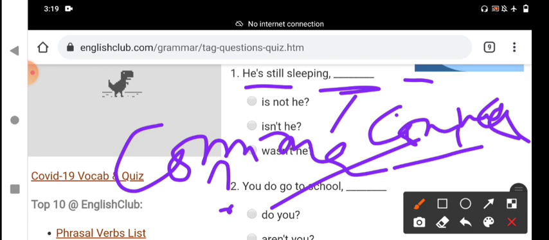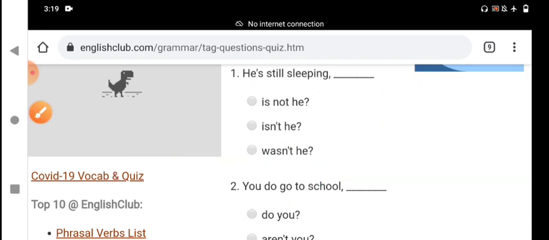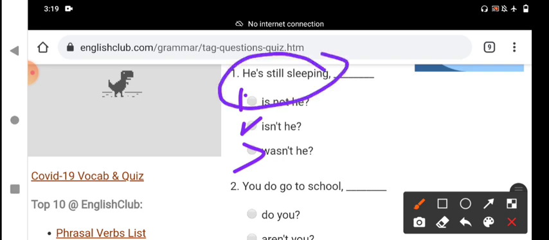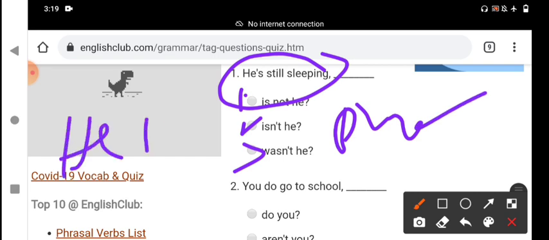Okay. Before going to discuss these practice tests, the first one is, they have given 3 options, my dear students. He is still sleeping. First of all, it is an assertive sentence and it is in the present continuous tense. Here the contracted form is there. Still is in between the main verb and the helping verb.